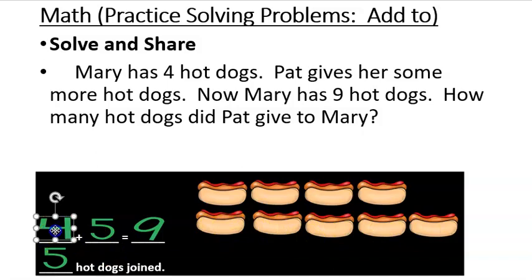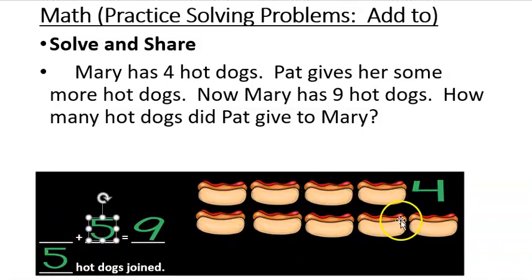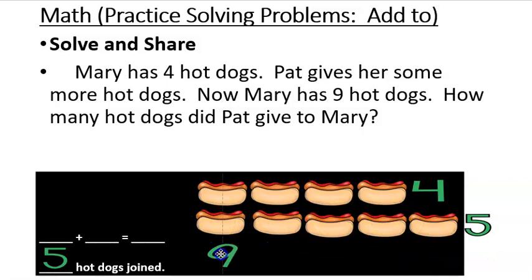Now watch. Let me put 4 right here, and let me put 5 here. Let's put 5 so that way you can really see it, okay? Now look, and let me put 9 here. 4 comes from this first row. Look, there's 1, 2, 3, 4 hot dogs here. 5 comes from this row. 1, 2, 3, 4, 5.